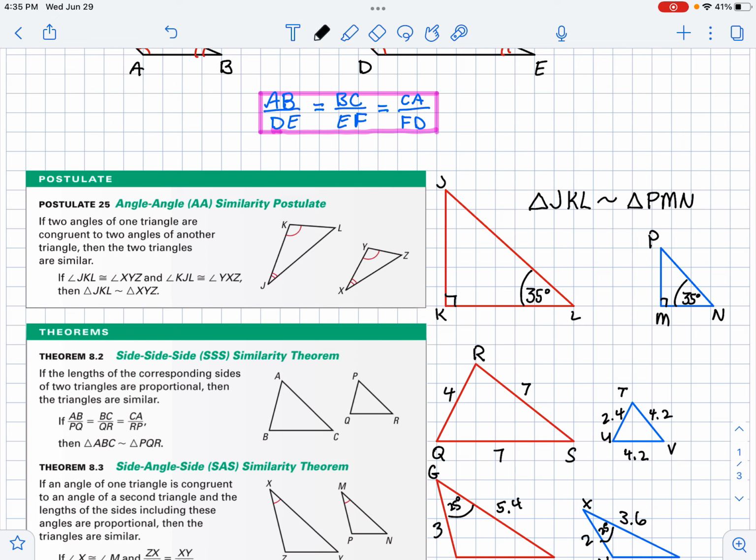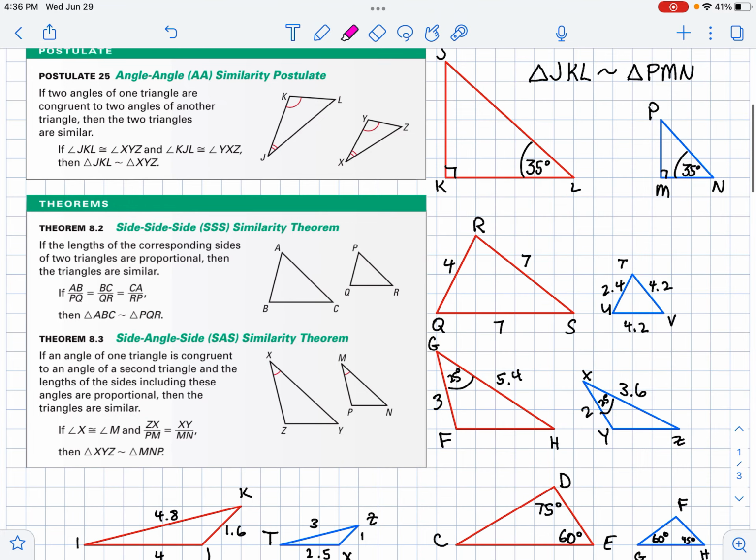Now, I've got an example of that here. Notice we've got the 90-degree angle and the 35. And because we have 2 angles from each, 90 of course is congruent to 90, and 35 to 35, we could say that those 2 triangles are similar to each other. So that's pretty straightforward. That's an easy thing to do if we can just identify 2 angles.